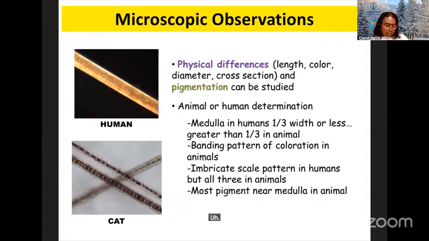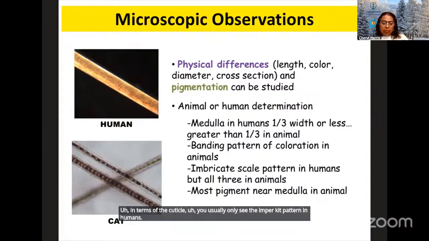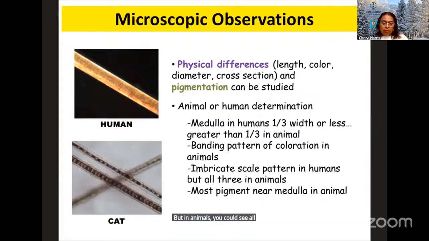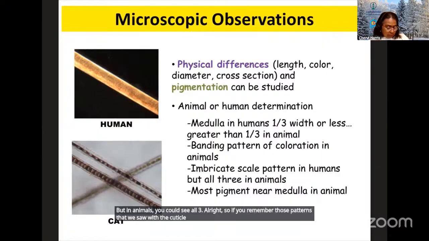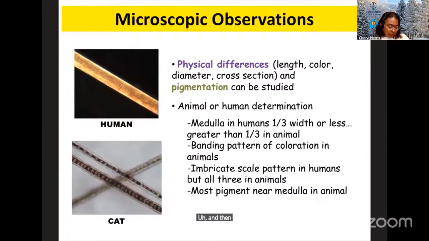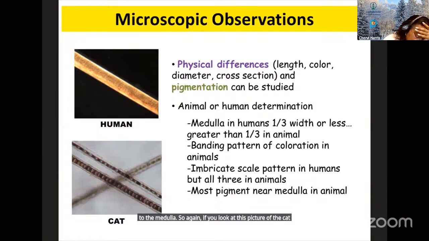In terms of the cuticle, you usually only see the imbricate pattern in humans, but in animals, you could see all three. All right, so if you remember those patterns that we saw with the cuticle, you could see all three in animals, but only imbricate for human. And then in an animal, most of the pigment is very, very close to the medulla. So again, if you look at this picture of the cat, you can kind of see the pigment being closer to that medulla, whereas in a human hair, it would be more spread out.